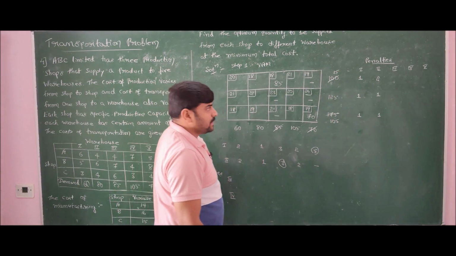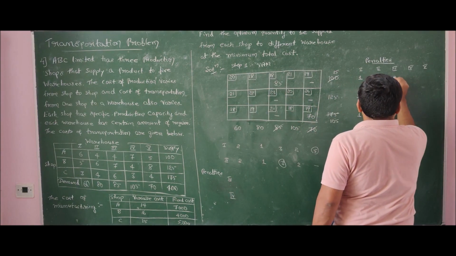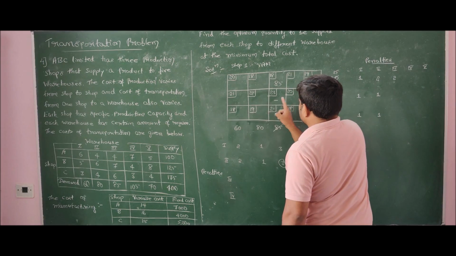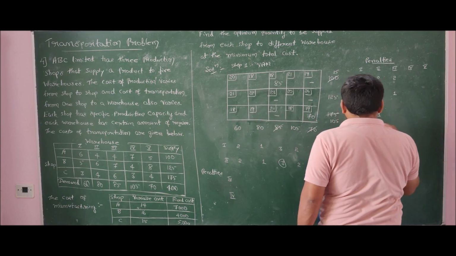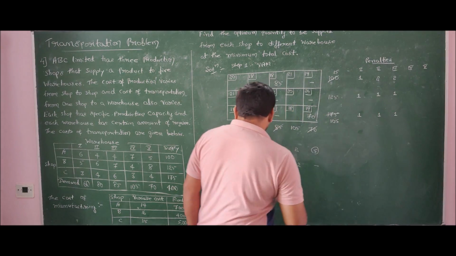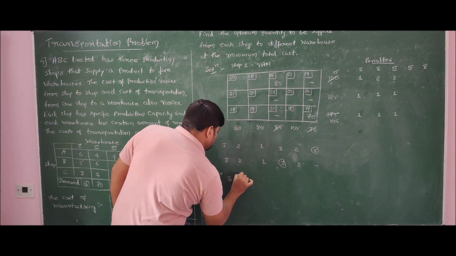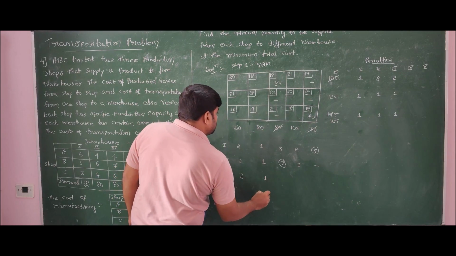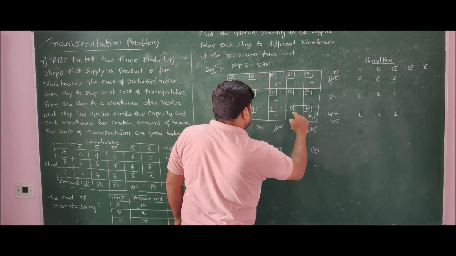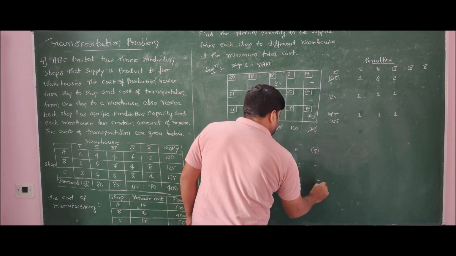Next, go for step 3. Least cost is 18 and next is 20, penalty is 2. Least is 20 and 21, penalty is 1. Here we have 18 and 19, penalty is 1. Coming to the column, we have 18 and 20, penalty is 2. Here we have 19 and 18, penalty is 1. So we are done with this column. Here we have 18 and 20, penalty is 2. We are done with this column.